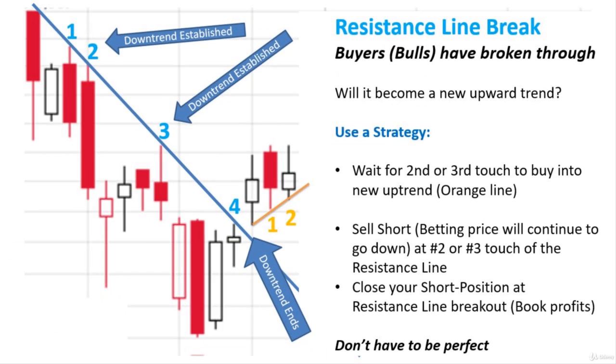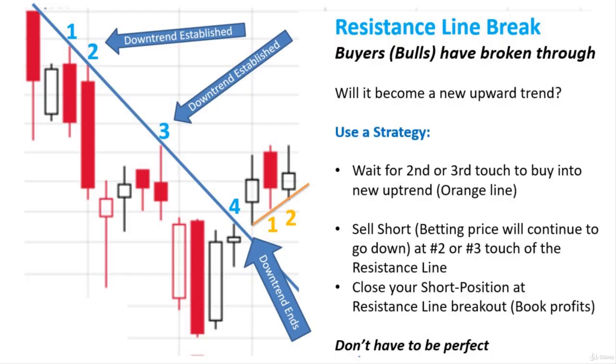Another way that things could happen is, let's say a resistance line breaks, right? So the buyers or the bulls have broken through. You were on a downward trend and it's been broken through. The trend is well established. You can see the downtrend here on this image is established. You could have bought, you can see that on the second touch or the third touch that it's definitely a downtrend established. Even at the fourth touch, you could say, well, it's still part of a downtrend. And the question is, will it become a new uptrend once it's broken through, right?